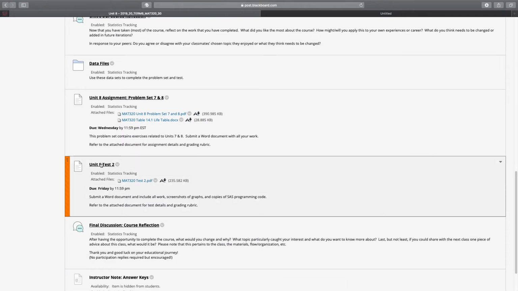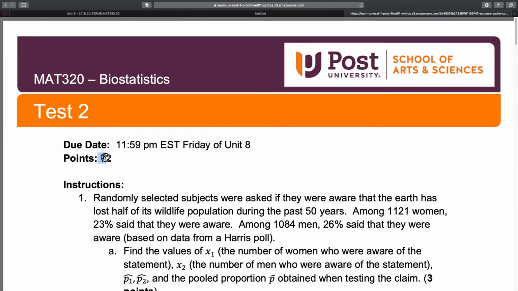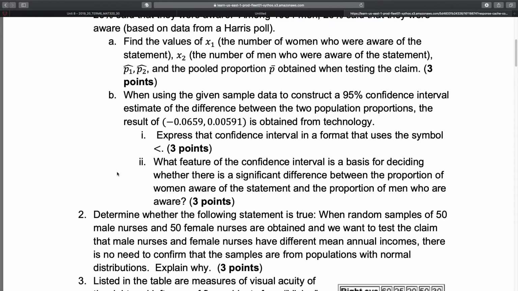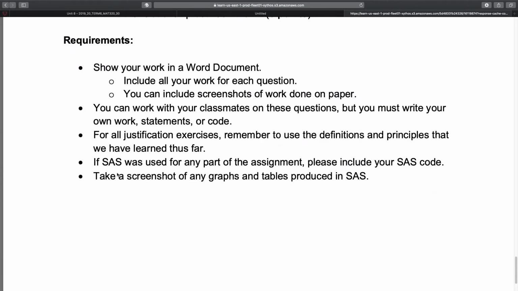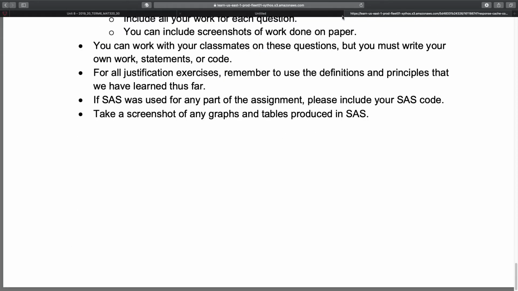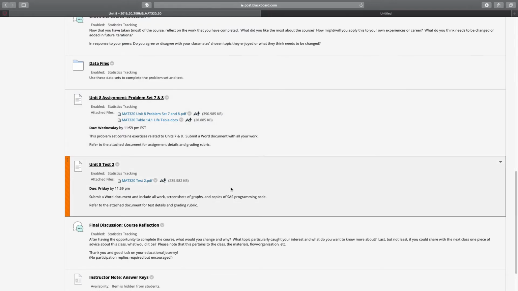There's a final exam for this particular course, which is to give you a brief look at what this looks like. This is out of 72 points. As you could assume, it uses everything from Units 5, 7, and 8. Which asks a whole variety of questions. SAS is strongly encouraged to be used in that, and to include any work, screenshots, copies of SAS code, that type of stuff in your answers.